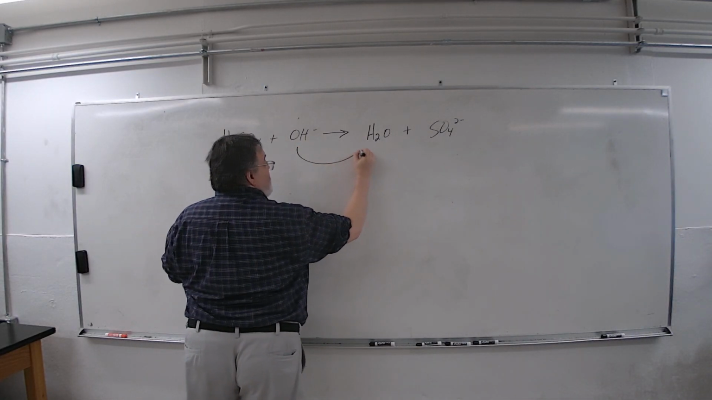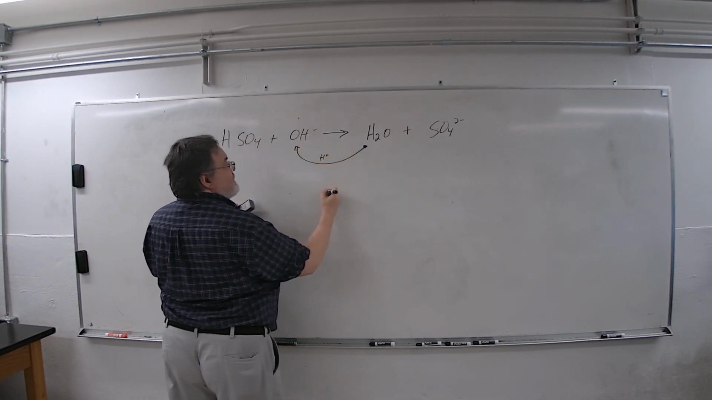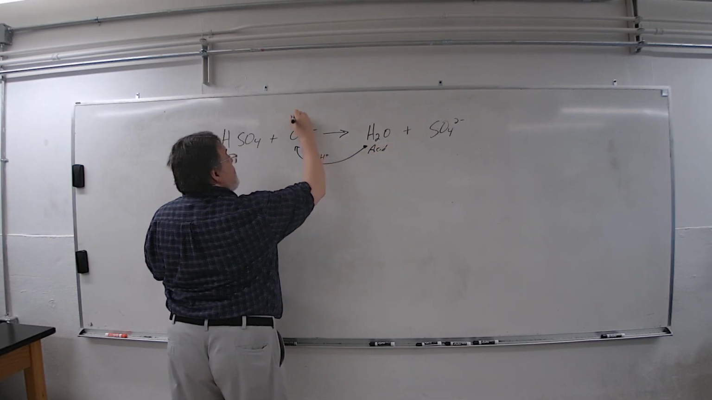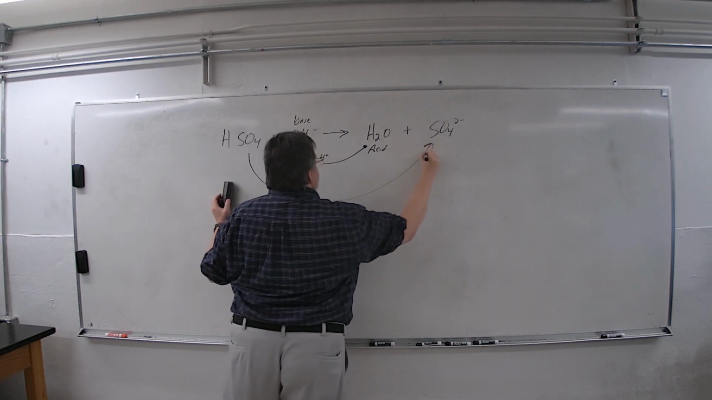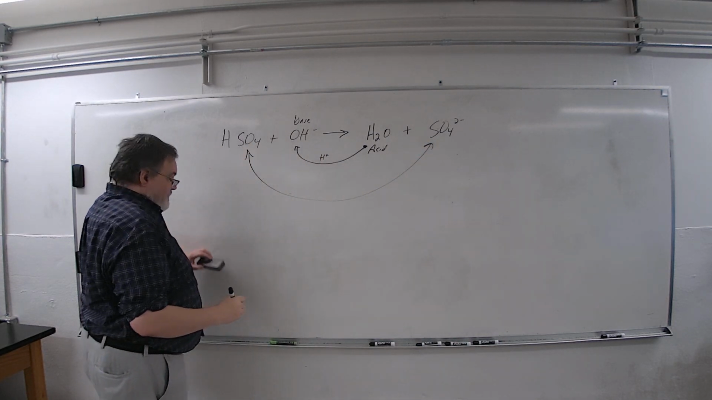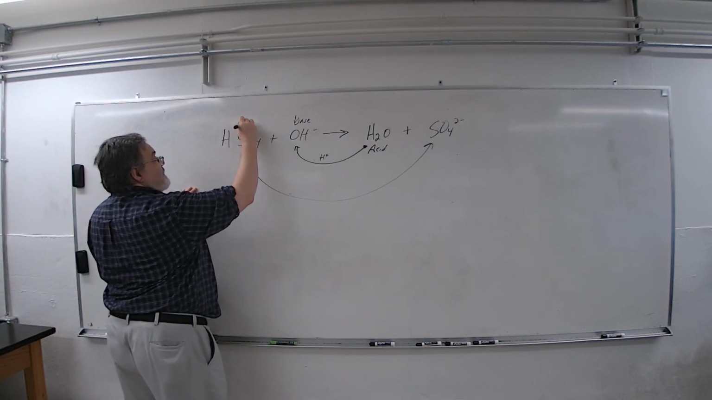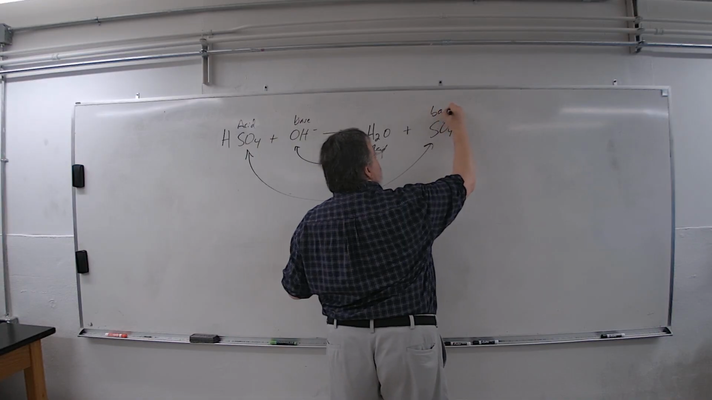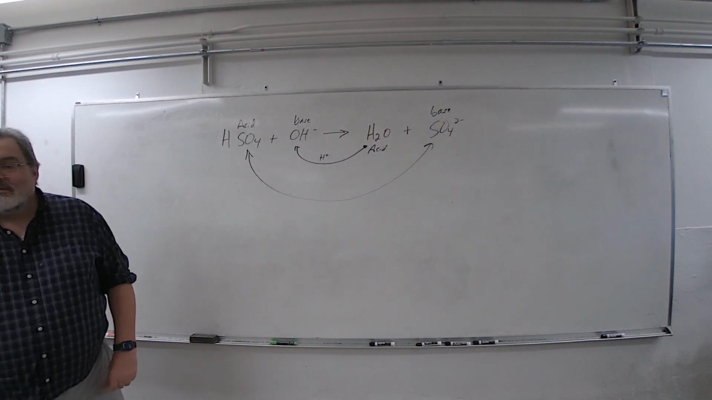The only difference between these two is the presence or absence of an H plus. So this is the acid, this is the base. These two, presence and absence of the H plus. This one has the H plus, so it's the acid. This one is the base. It's missing the H plus. Right?